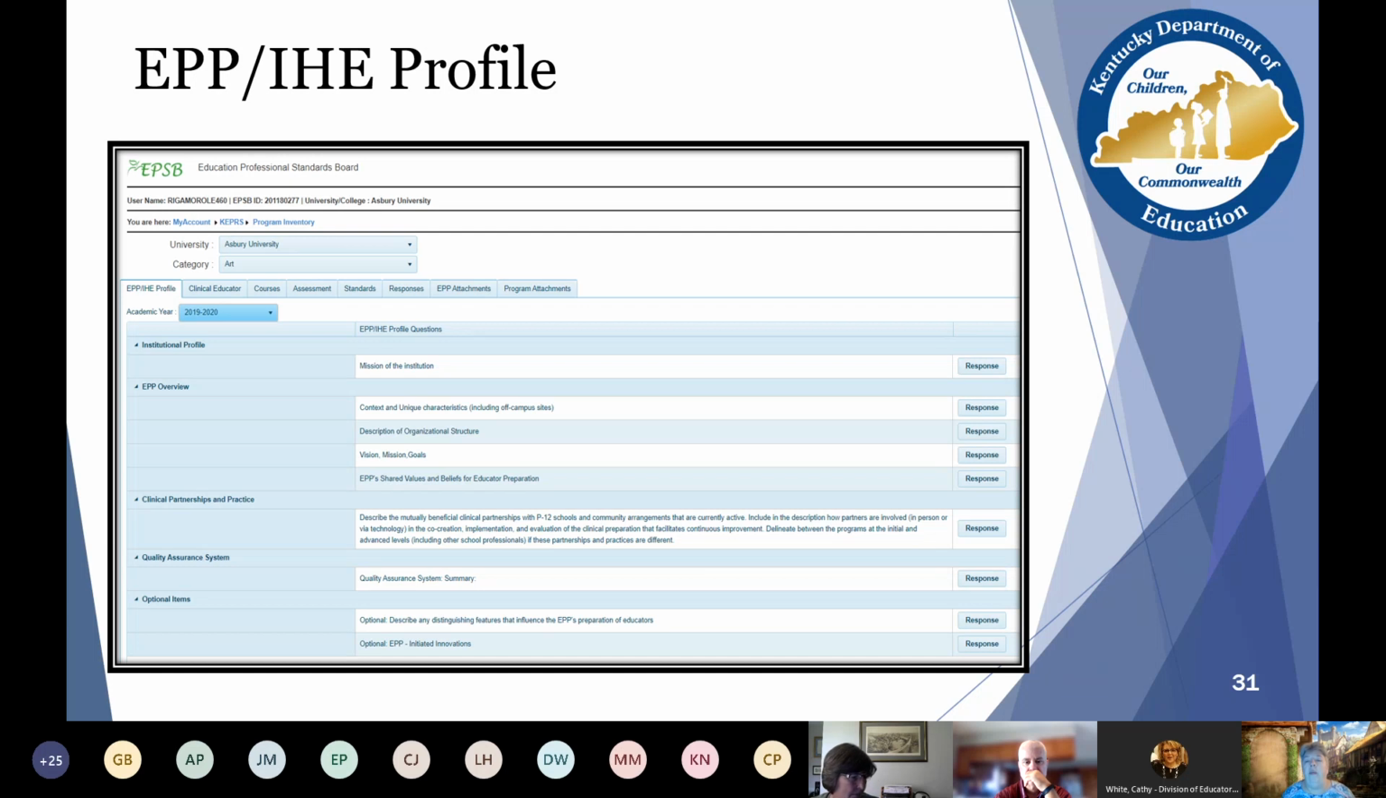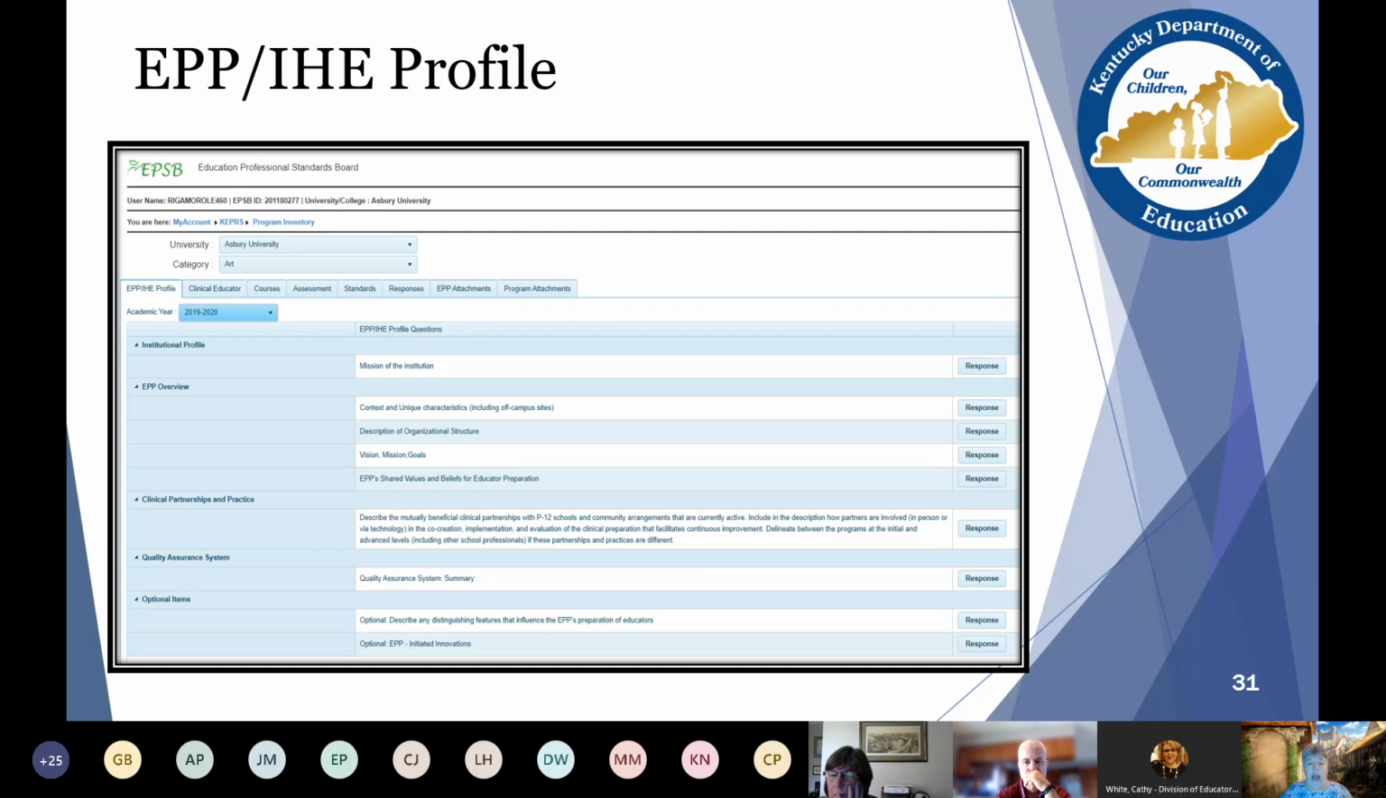In order to access the specific information, you would click on the response button to the right, and that would give you some specific context related to those components.